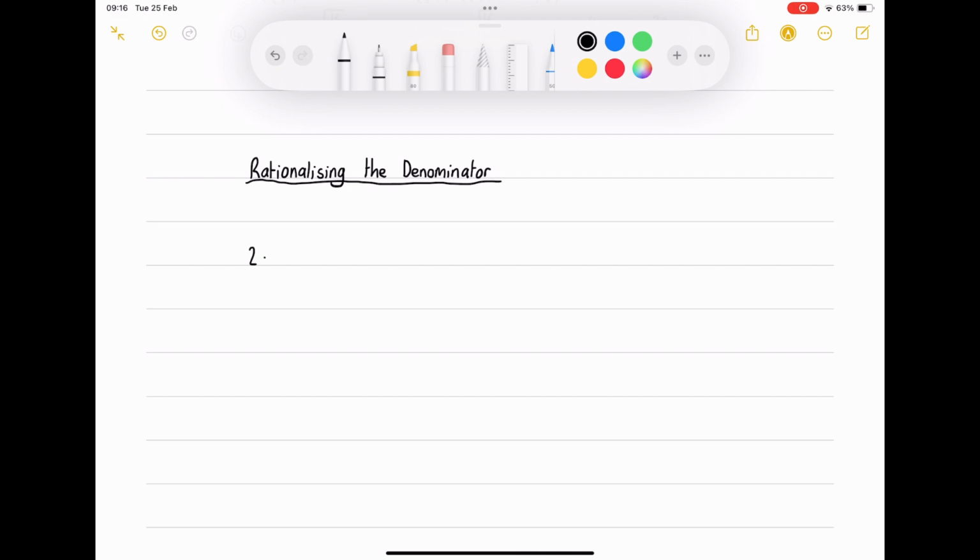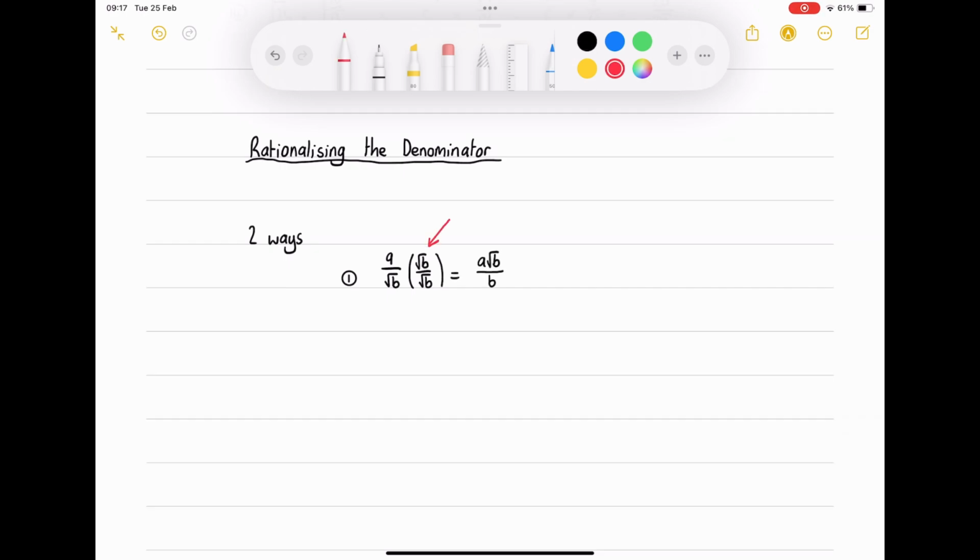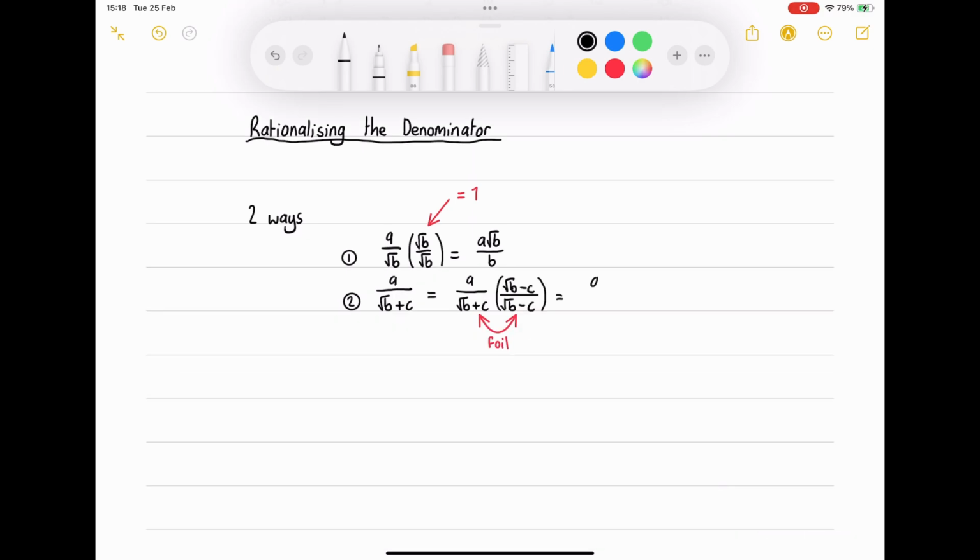Now, let's have a look at a method you would be asked in an exam. Rationalizing the denominator. There are two ways to do this. The first is that if it is just the root in the denominator, then multiply both the top and bottom by the root, which is like multiplying by 1, so the value of the fraction is the same. The second method is if there is a value added or subtracted from the root, then you use the difference of squares, which is just flipping the sign of the second term and multiplying using FOIL.